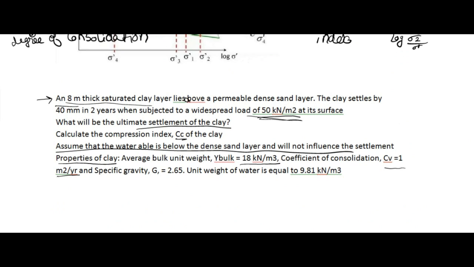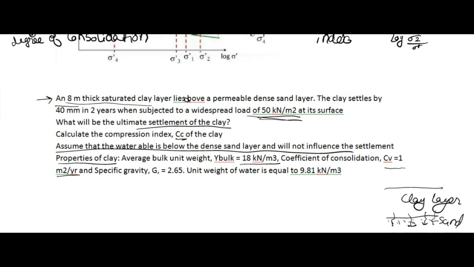So we will now look at the problem. It says that an 8 meter thick saturated clay layer lies above a permeable dense sand. Suppose this is a clay layer and this is a permeable dense sand, meaning water can pass through this sand layer also. This is the bottom, there is a sand layer, and this is the clay layer.